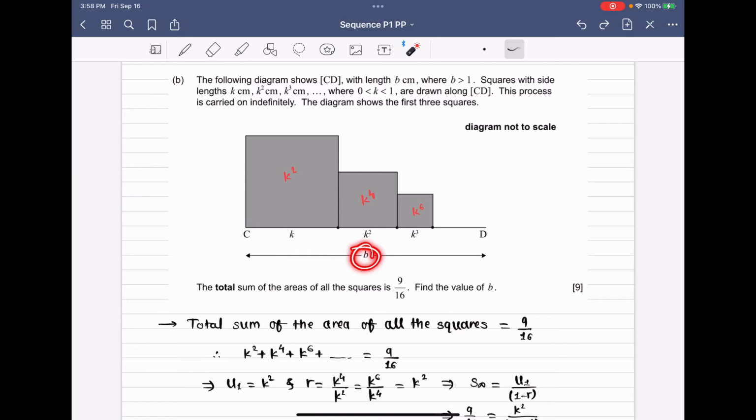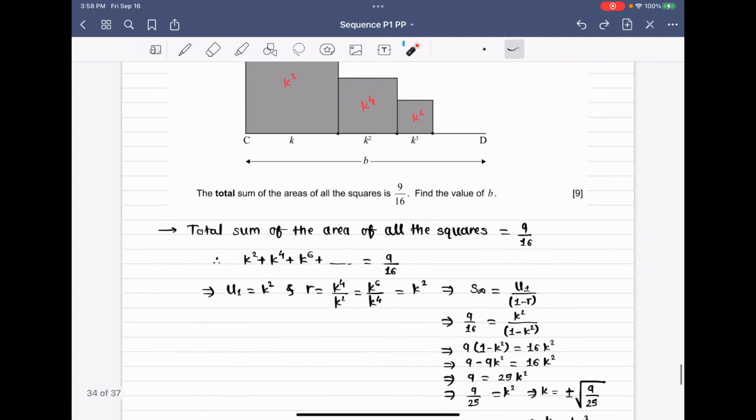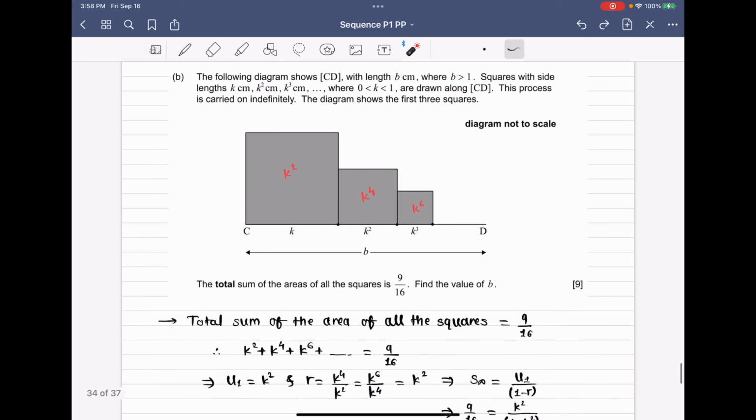So for finding B, I should know the value of K. And for that purpose, they have given the area is 9 by 16. Not one area, but the summation of all areas is given as 9 by 16. So let's start with the condition they have given us. Total sum of the area of all squares is 9 by 16. So the first length is K, so the area is K square. The length of this square is K square. So this is also K square, K square. The area is K raised to 4 because area is length into width.